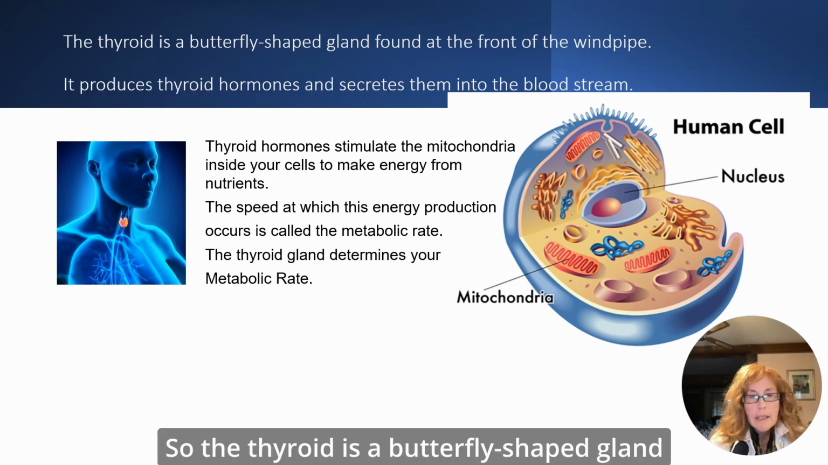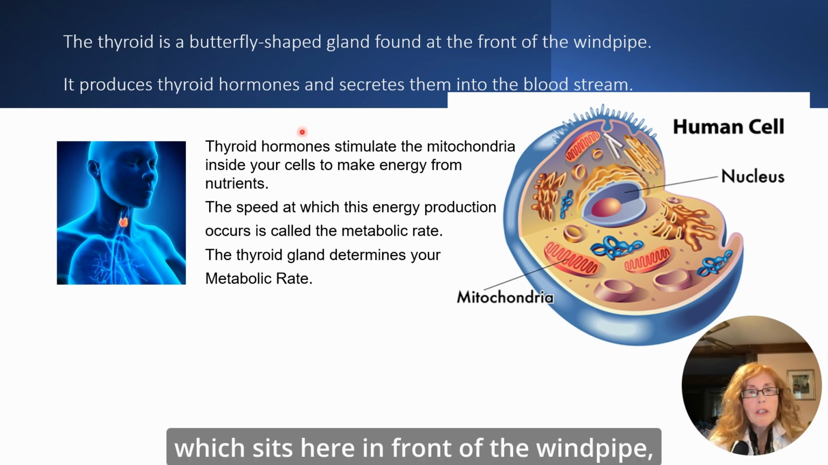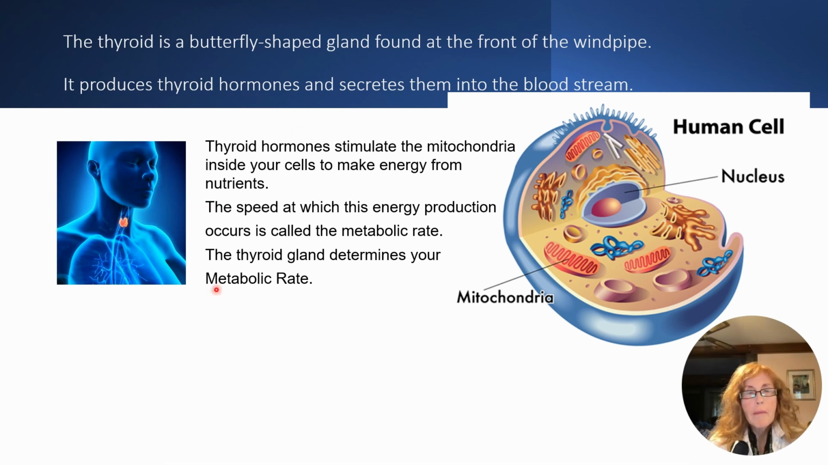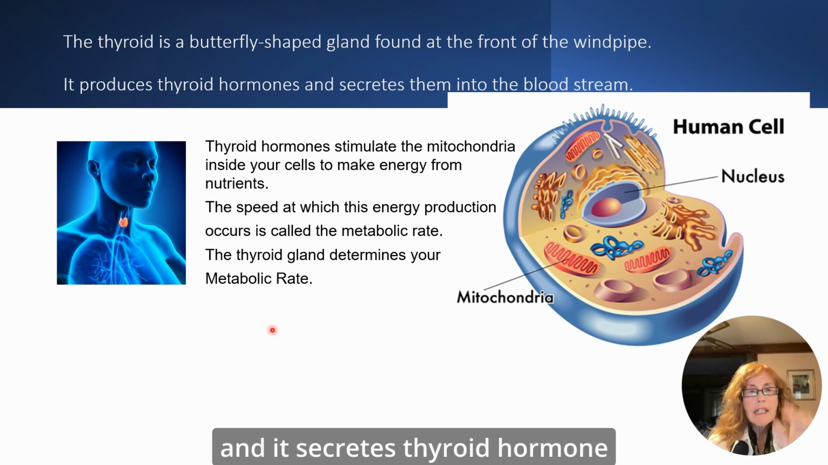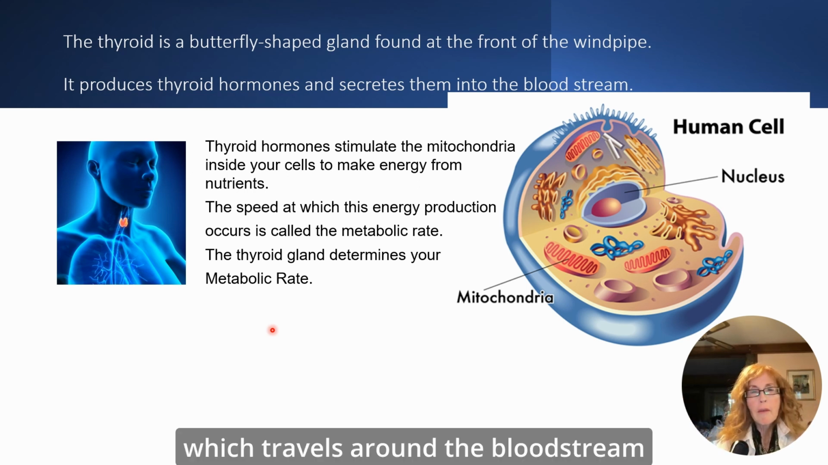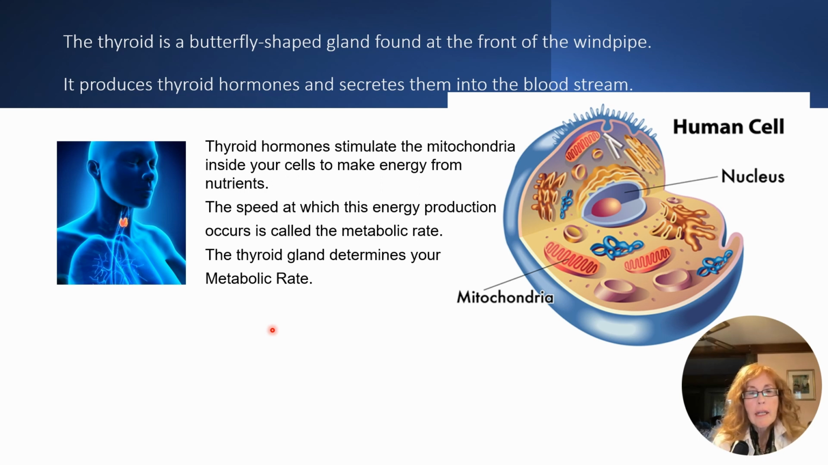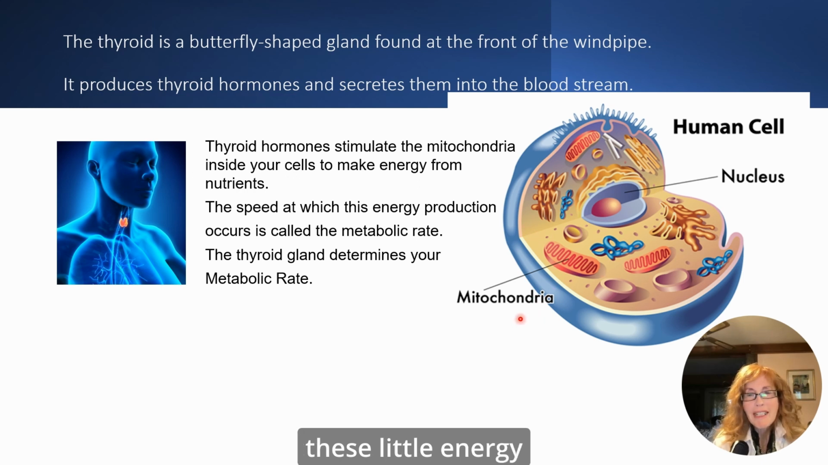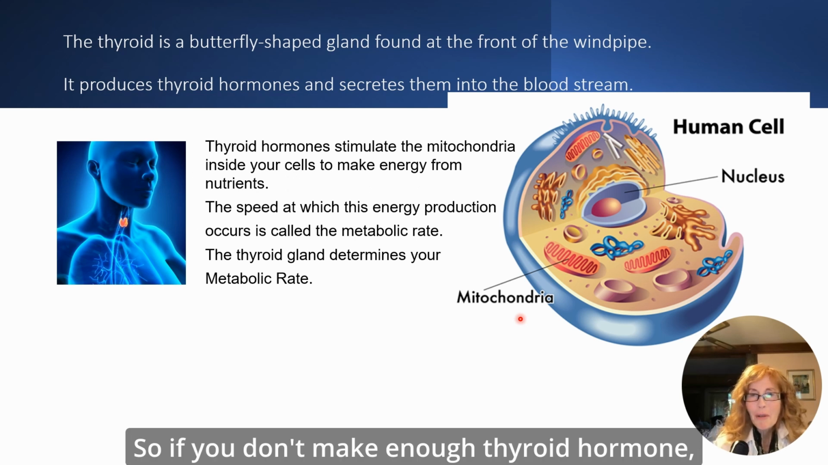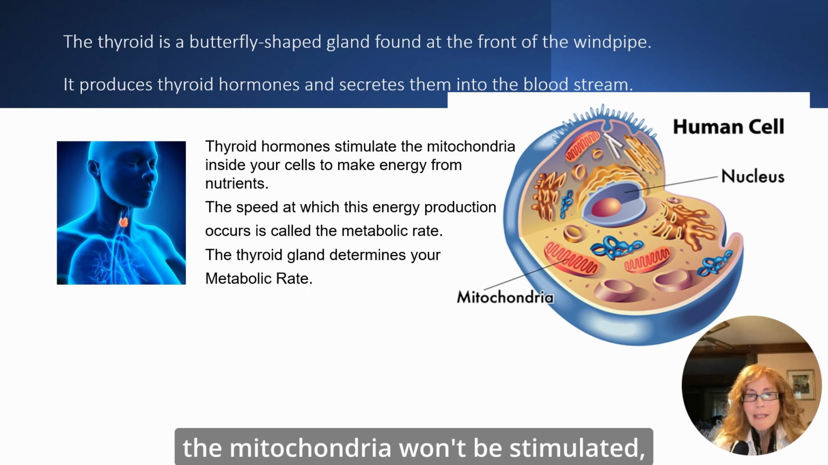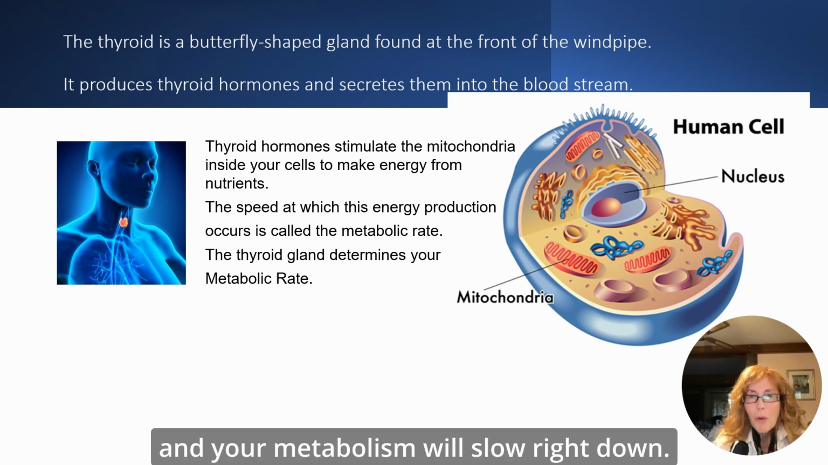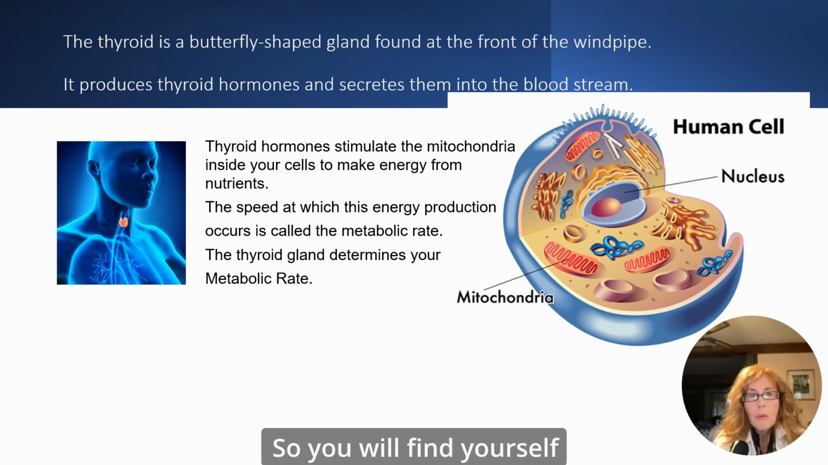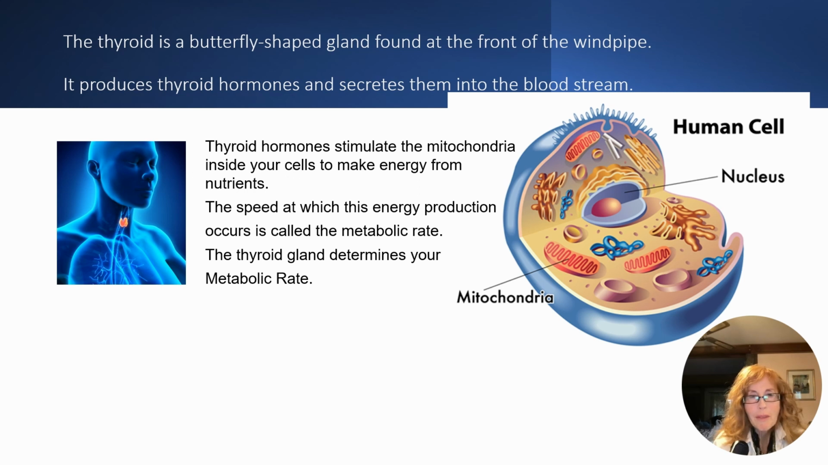So the thyroid is a butterfly-shaped gland which sits here in front of the windpipe, and it secretes thyroid hormone which travels around the bloodstream to every cell in your body, goes inside the cell and stimulates the mitochondria, these little energy factories here inside your cells. So if you don't make enough thyroid hormone, the mitochondria won't be stimulated and your metabolism will slow right down. So you will find yourself having a lot of problems.